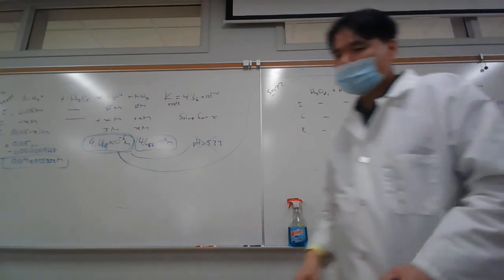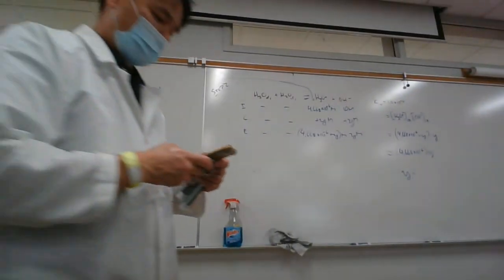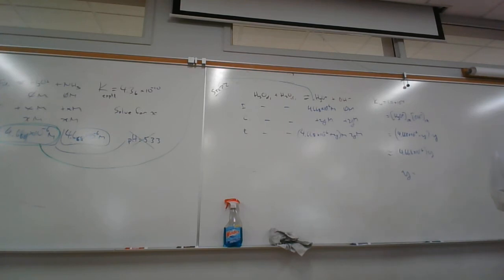Y is equal to 1 times 10 to the minus 14 divided by 4.668 times 10 to the minus 6. And I get 2.14 times 10 to the minus 9. Okay, I need to justify the simplifying assumption. In order to justify it, we need to calculate the percent change.